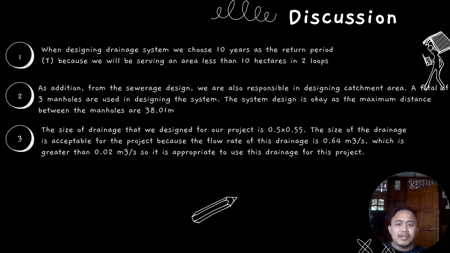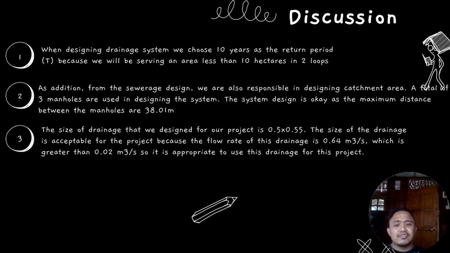As discussion, when designing the drainage system, we chose 10 years as the return period because we will be serving an area of less than 10 hectares in 2 loops. In addition, from the sewerage design, we are also responsible for designing the catchment area. A total of 3 manholes are used in designing the system. The system design is okay as the maximum distance between the manholes is 38.01 meter.